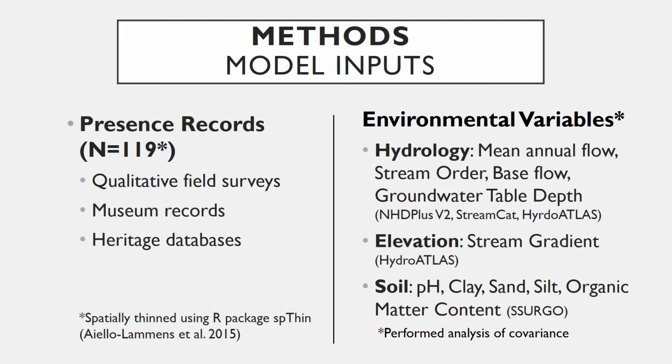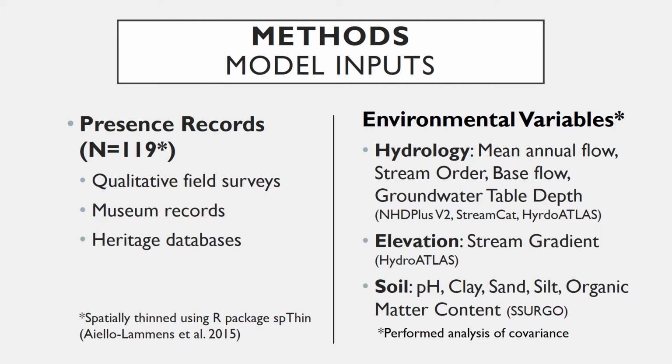So for our presence records for our model, we compiled records from agency databases, so qualitative field surveys, also museum records and heritage databases. We really were trying to just gather as much data as we possibly could. And we gathered about 350 occurrence records. And so after we removed potentially erroneous records, also records that didn't have detailed locality information, we had about 200 records. However, we did also spatially thin the data to reduce spatial autocorrelation. And so after we did all of that, we had 119 presence records to use in our model.